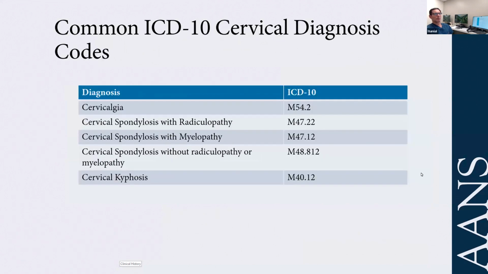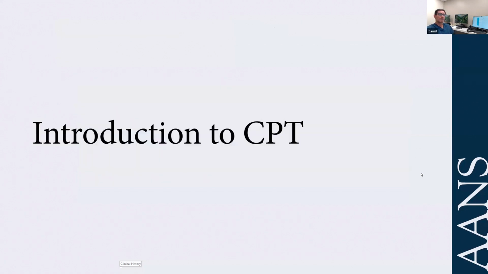A review of the common codes here. Cervicalgia, that's basically because you haven't seen the patient yet and they need to get x-rays before you see them. That's the only time I use that code, because my staff will put that code in so they can have an indication to get an x-ray. The rest of them: spondylosis with radiculopathy, spondylosis with myelopathy, and then radiculopathy. That's going to be without radiculopathy or myelopathy, basically meaning that they've got a bad looking x-ray, but they just have neck pain.